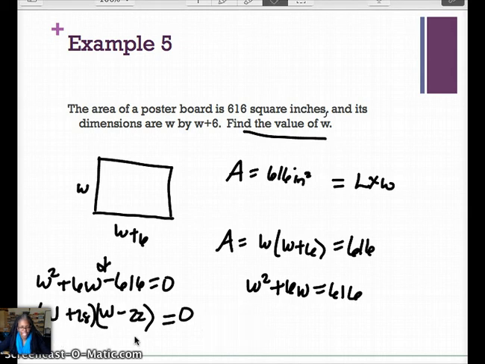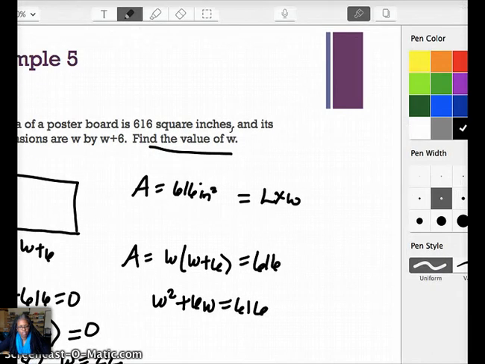So first we can factor it like this. Now we're going to set each of these equal to 0, and our answers are W equals either negative 28 or positive 22. We're going to reject the negative because we're talking about real life. Oh no.